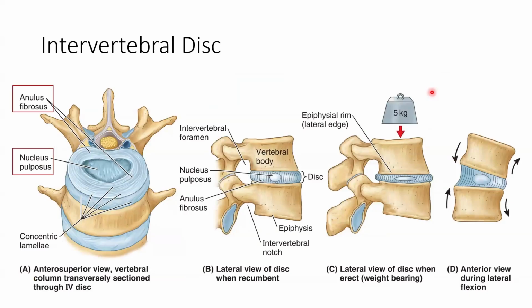Intervertebral disc, so the intervertebral disc is between each successive vertebral body except for C1 and C2. The intervertebral disc is made up of two important parts, the outer annulus fibrosus and the inner nucleus pulposus. So the intervertebral disc, again, helps to create height. It creates about 20 to 25% of your spinal height, and it contains a lot of water.